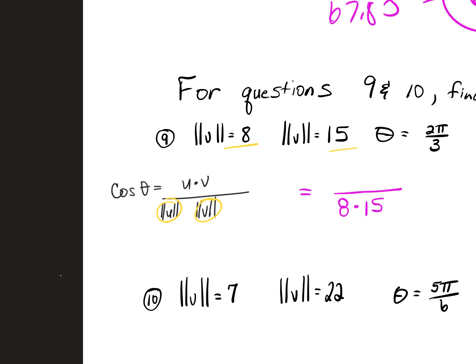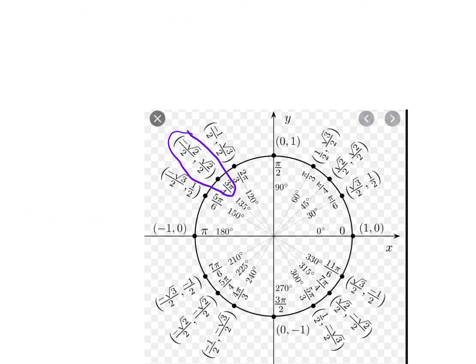Guys, if you put this in right here, if you said the cosine of 2 pi over 3, all right? If you were in Miss Boyd's class, you would already know what this is because they have to memorize the unit circle. If you guys put that into your calculator, cosine of 2 pi over 3, you would get the correct answer. I'm going to give you the unit circle. What is the cosine of 2 pi over 3?